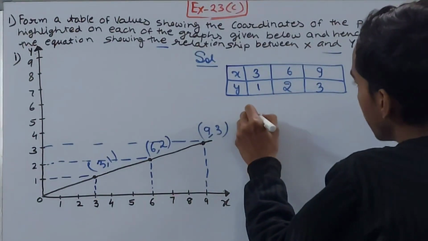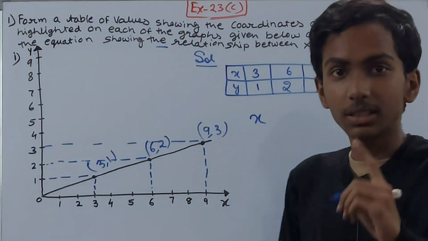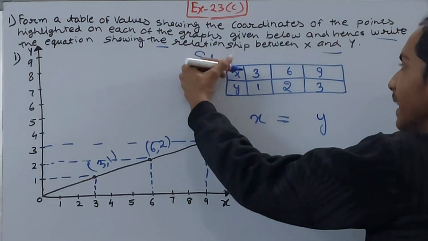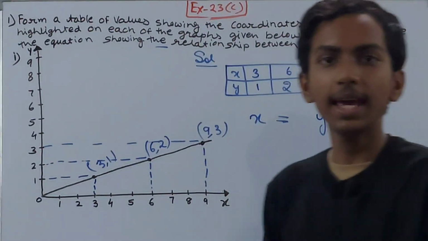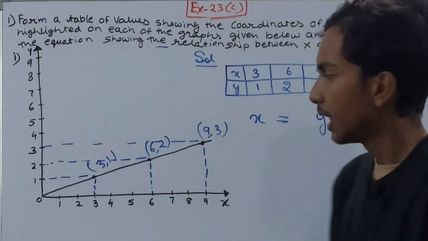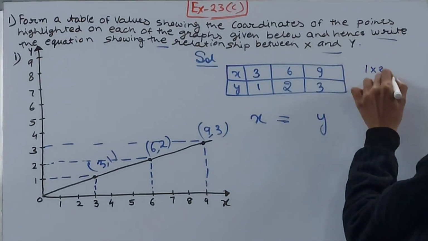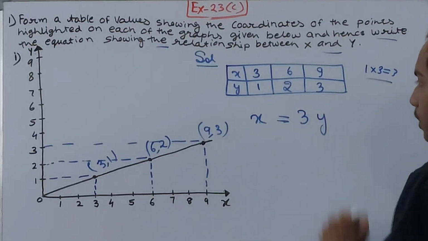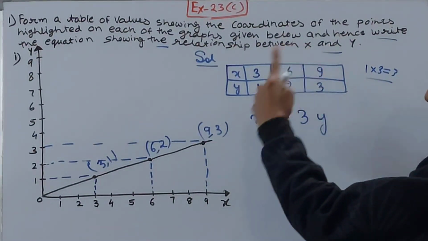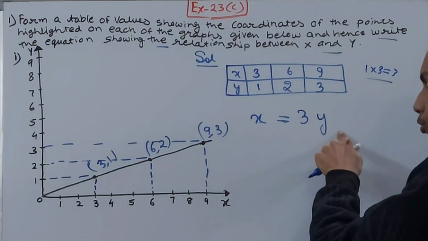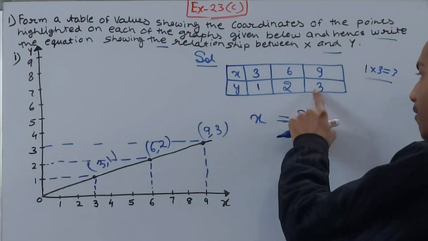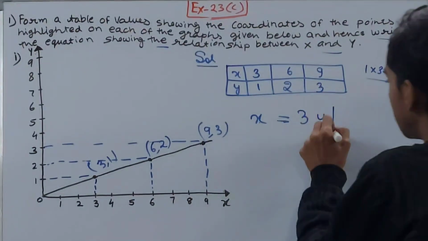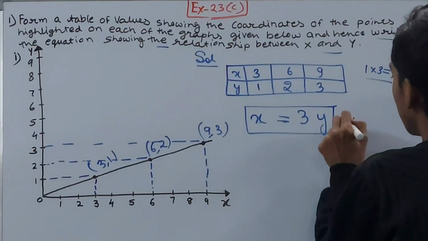You can see that whenever there is a value of x, of course there will be 2 different variables, and some number will be attached. Now see, where x is 3, y is 1. So can you say x is thrice the value of y? Yes, 1 into 3 is 3. So what if I write x equals 3y? When y is 1, x will be 3. When y is 2, 3 into 2, x will be 6. When y is 3, 3 into 3, x will be 9. So this is the correct relationship between x and y, the equation. That is your answer.